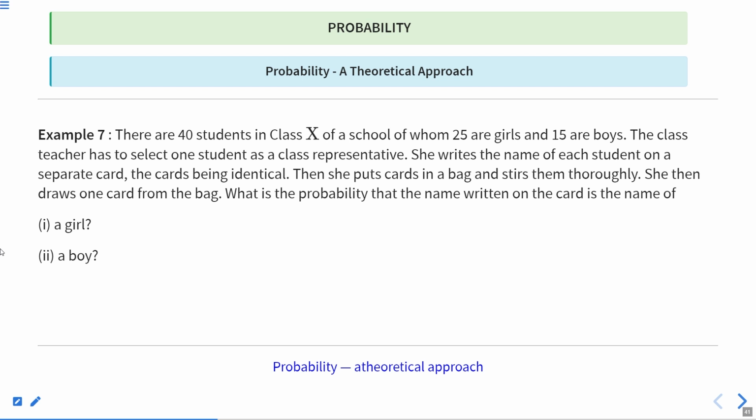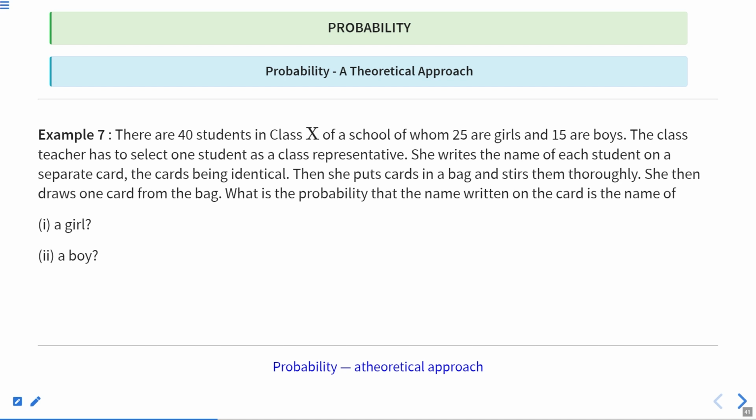In the next example, there are 40 students in class 10 of a school, of whom 25 are girls and 15 are boys. The class teacher has to select one student as a class representative. She writes the name of each student on a separate card, the cards being identical. Then she puts the cards in a bag and stirs them thoroughly. She then draws one card from the bag. What is the probability that the name written on the card is the name of a girl, and secondly the name of a boy?